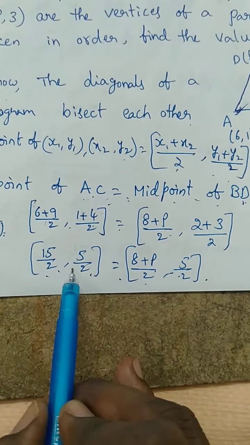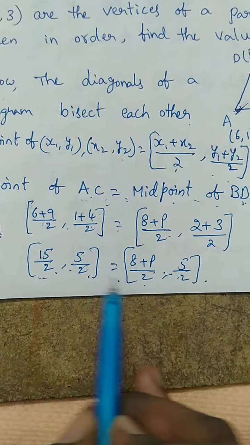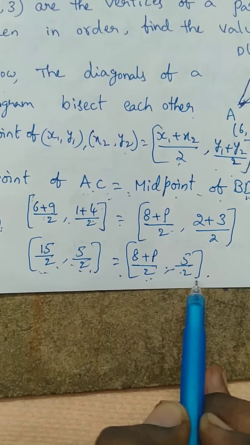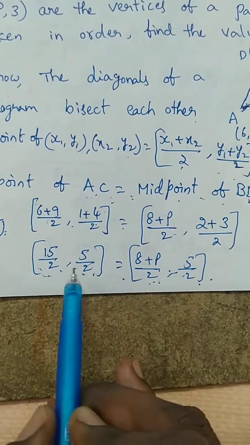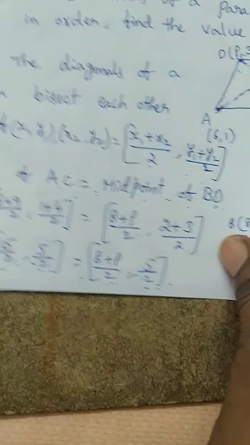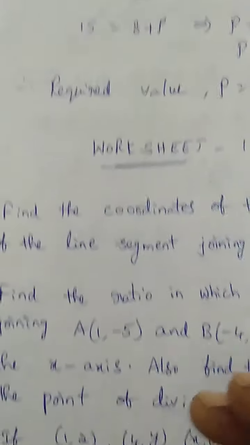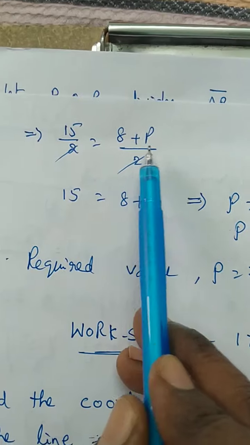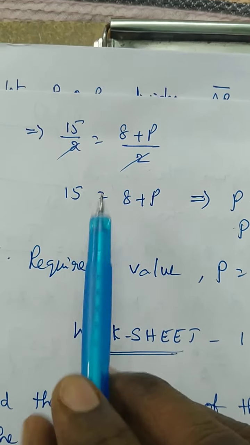Okay, if two points are equal, then their x coordinates are equal and their y coordinates are also equal. So now 15 by 2 is equal to (8 plus P) by 2, and the 2 cancels on both sides.